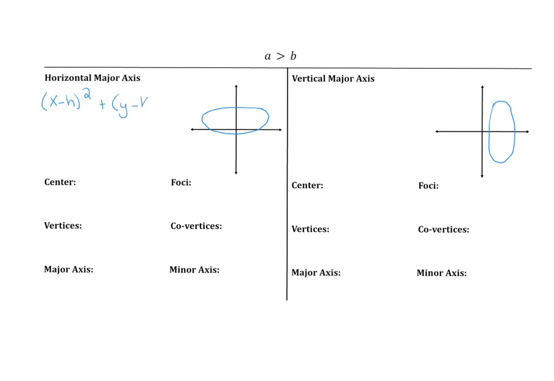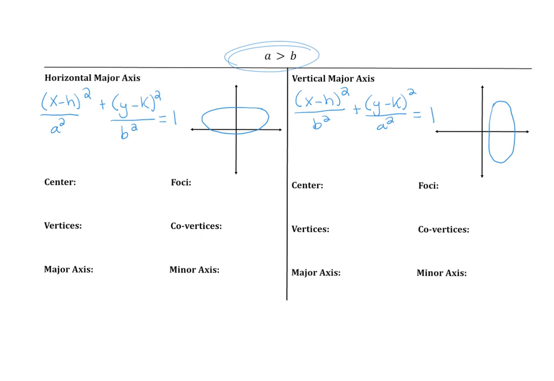plus (y minus k) squared, so it's similar to a circle, but now we're dividing by a squared, b squared, and it equals 1. They will always be equal to 1. And then the difference over here, so I've got (x minus h) squared over b squared plus (y minus k) squared over a squared equals 1. So what I have up here is that the a value is always the bigger value between the two denominators.